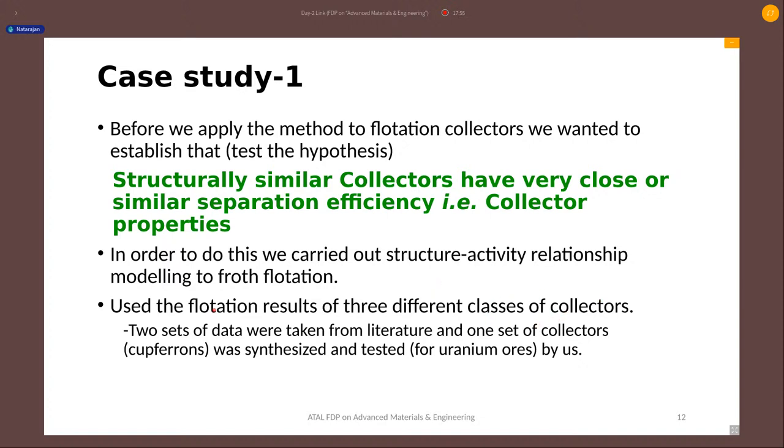So we used three different sets of data to identify whether there is a direct relation between the molecular descriptors and the flotation efficiency. We took two sets of data from the literature, but for one set, nearly 30 compounds were synthesized, and we used them for flotation of uranium, and that data was used by us.